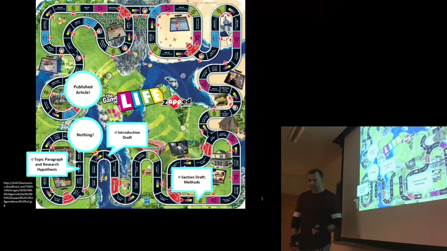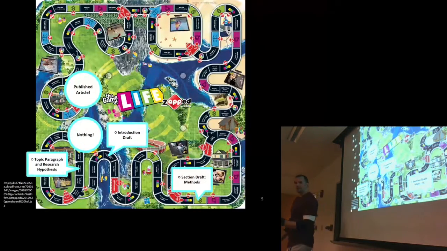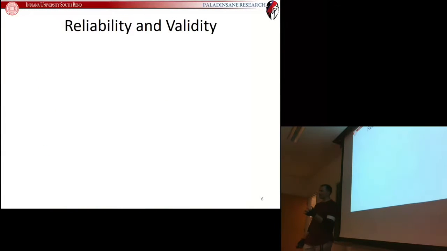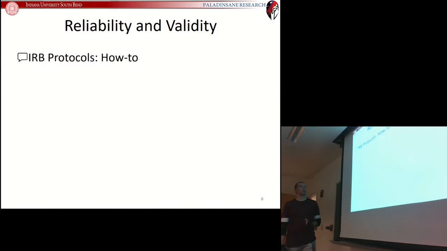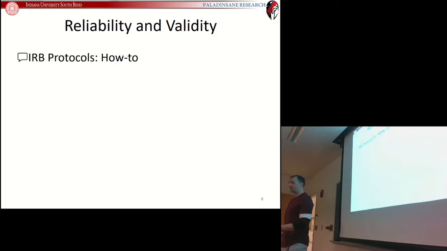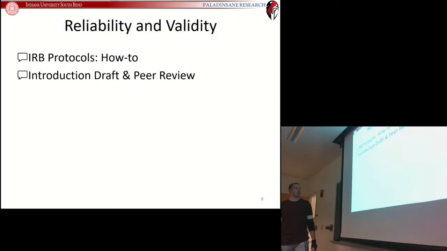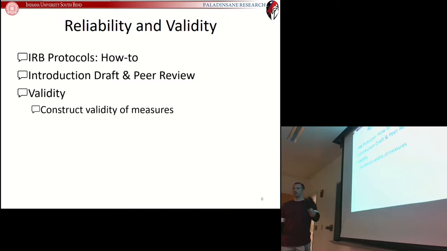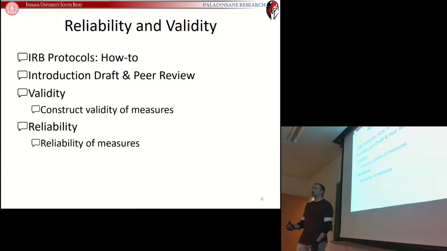All right, so the thing that we're going to focus on today is going to have to do with research and validity for the method section. But before we get to that, I'm going to talk about an upcoming class, the IRB Protocol how-to classes that we have coming up. And then we're going to talk a little bit about the introduction draft and the peer review assignments that are coming up as well. And then we'll talk about validity, some things to consider as you're putting together your method section, and the reliability, some things to think about. Well, not as you're putting together your method section, but as you're designing your experiment.